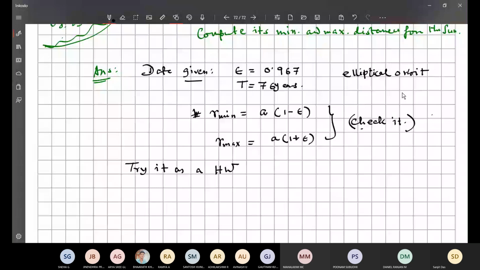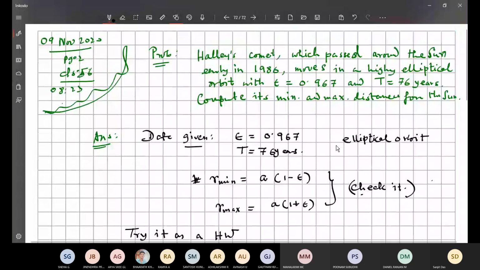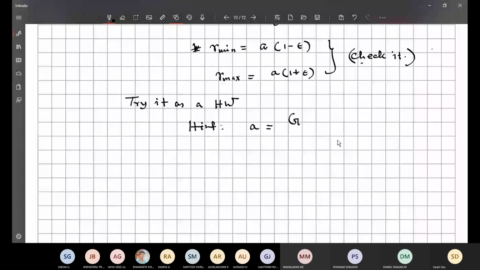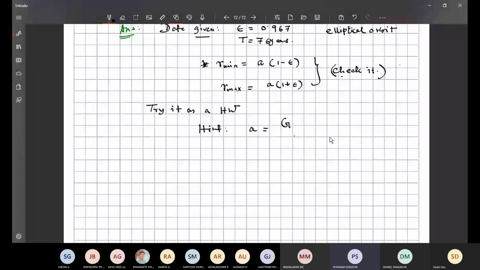So what is the hint? The hint is a. A will be how much? Can you tell me, I have just written on the previous page the relationship between T and a, in the approximate form. The last one, you tell me. T squared is equal to 4 pi squared a cubed by G M2, right? Yes, sir. So a will be what? Write it down in your notebook and tell me what a will be.